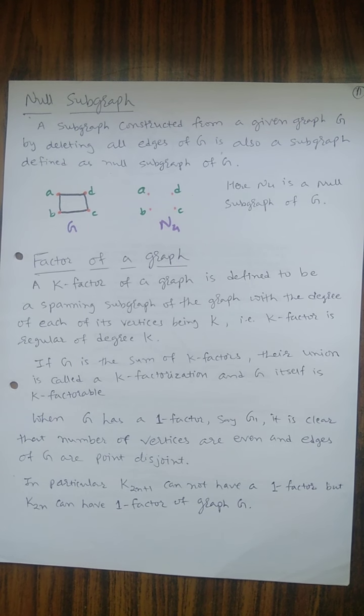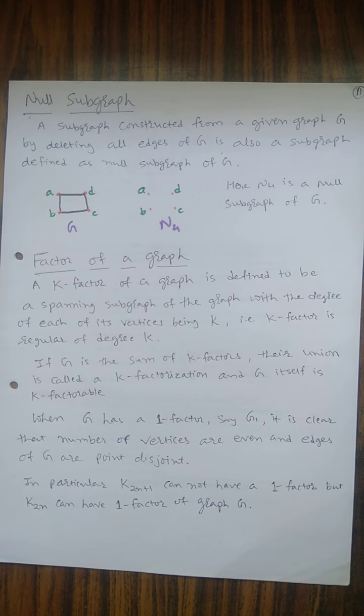So N4 is also a subgraph of the graph G. A subgraph constructed from the given graph G by deleting all the edges of G is also known as a null subgraph of G. So this is the basic definition of null subgraph. Now let's discuss the factor of a graph. This is the most important thing: how to understand the factor of the graph.